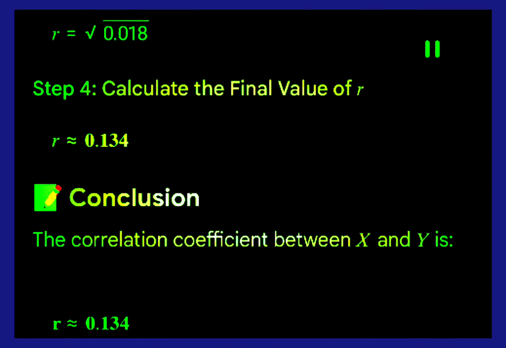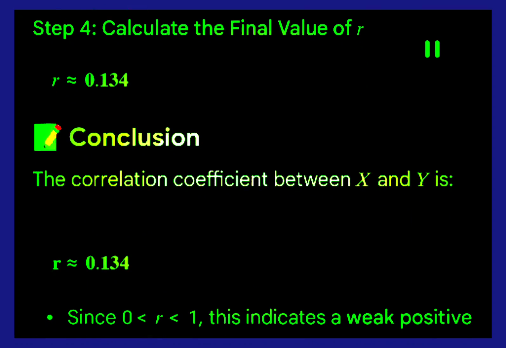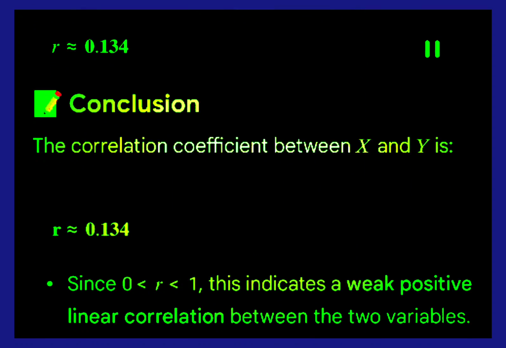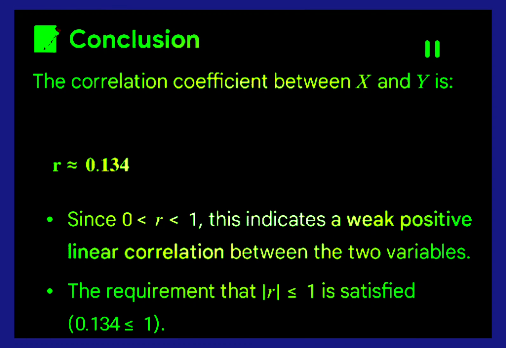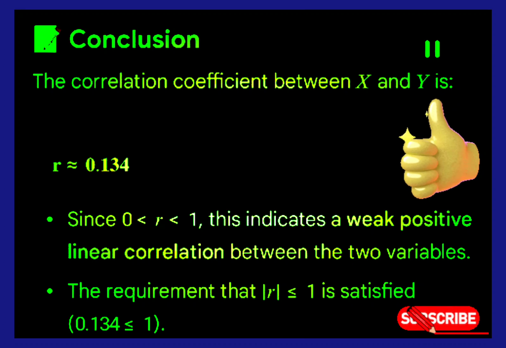Conclusion. The correlation coefficient between x and y is about 0.134. Since 0 less than r less than 1, this indicates a weak positive linear correlation between the two variables. The requirement that the absolute value of r is at most 1 is satisfied, 0.134 is at most 1.